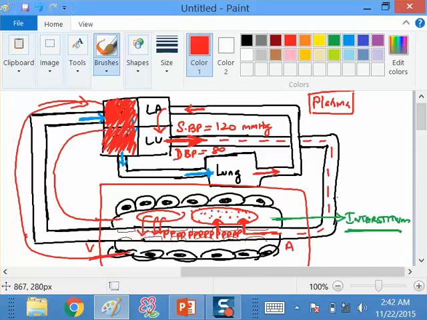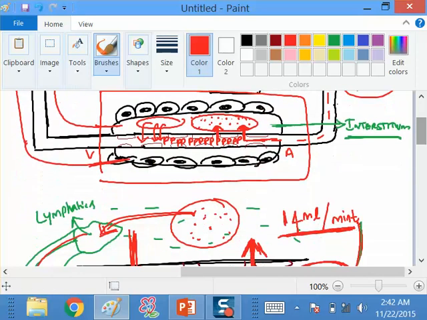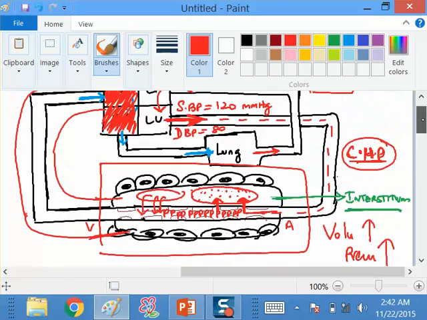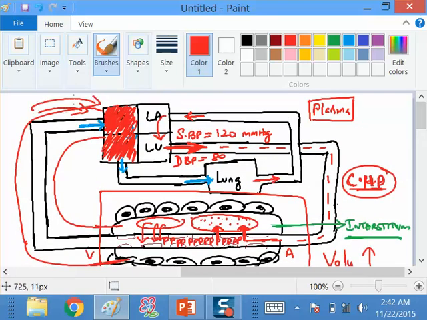If the fluid stays more, what will happen to the capillary hydrostatic pressure? Will it increase or decrease? See, it's very simple logic. When the volume is increasing, the pressure will increase. So if there is no way to come to the heart, all the fluid stays in the venous side and in the capillary, then automatically that will increase the capillary hydrostatic pressure. If there is more capillary hydrostatic pressure, the fluid will go more. So more fluid goes to the interstitium, creating more fluid collection in the interstitium, that is called edema. So edema means excessive fluid collection in the interstitium.